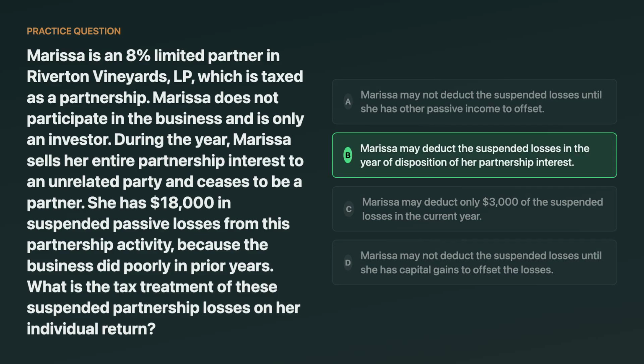She deducts the suspended losses in the year she disposes of her entire interest. That's the special release rule. A fully taxable disposition of the entire passive activity to an unrelated party frees up the suspended losses. A tempting wrong answer is that she must wait for other passive income, but that's only when she still owns the activity and hasn't fully disposed of it.